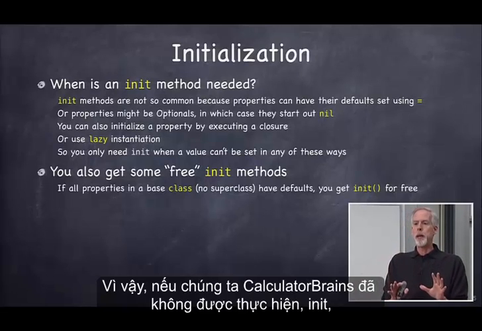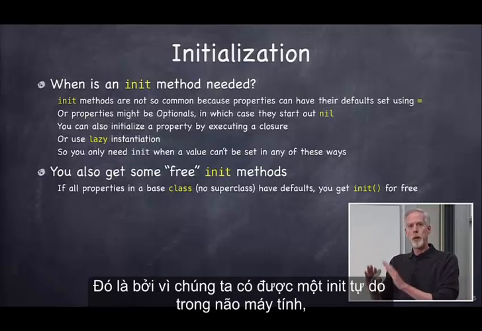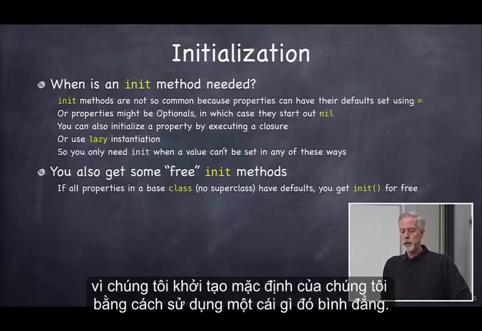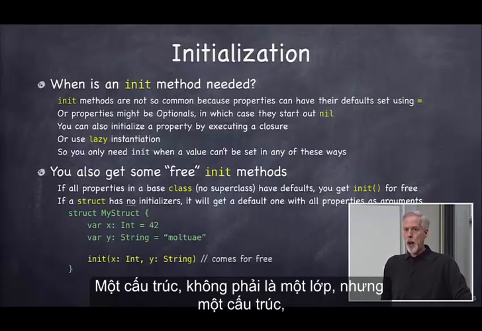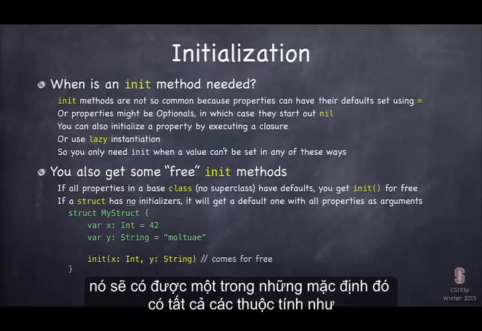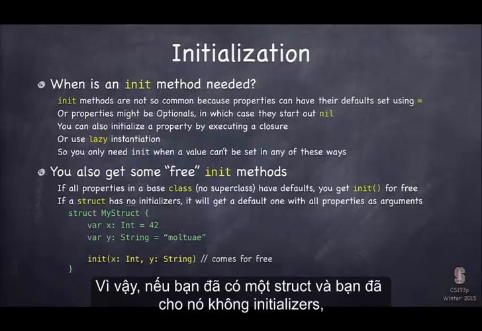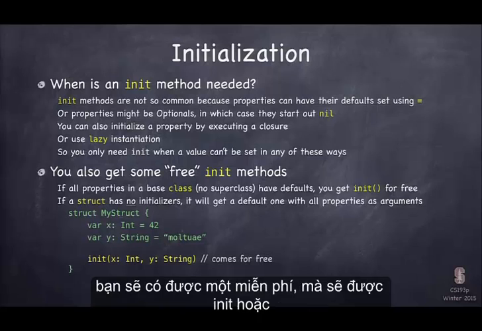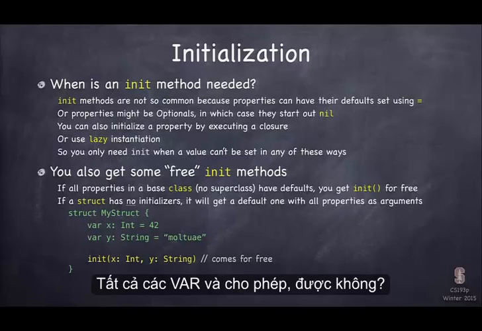So if we hadn't implemented Calculator Brain's init, we still could have said brain equals Calculator Brain parentheses. That's because we got a free init in Calculator Brain because we initialized all our defaults using equals something. So that's one way to get an init. A struct, not a class, will get a default one that has all the properties as arguments, only if you have no initializers. So if you had a struct and you gave it no initializers, you would get one for free, which would be init, where all the arguments match all of the vars and lets you have.